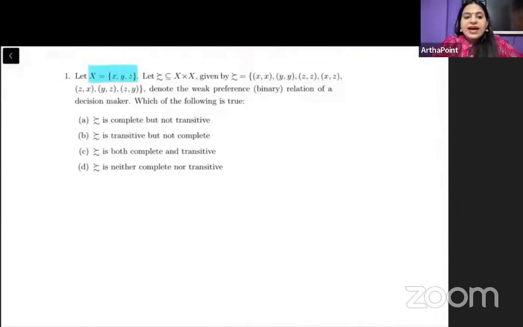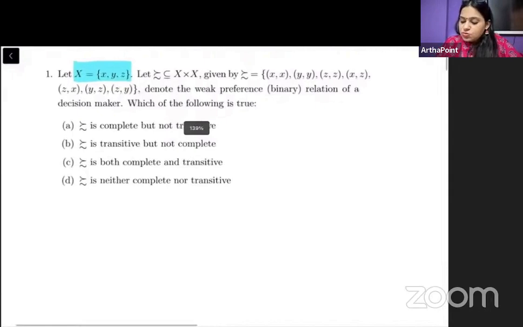Given X as {x, y, z}. I hope the question is visible to you. Let me zoom it a bit more. And the relation is given to you as "as good as" relation. So this is the R relation, beta.